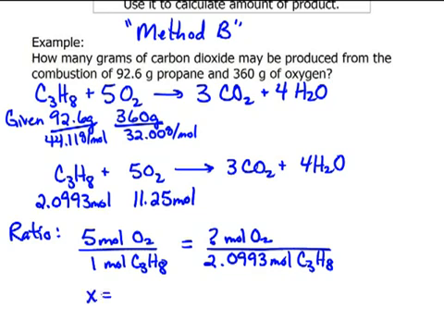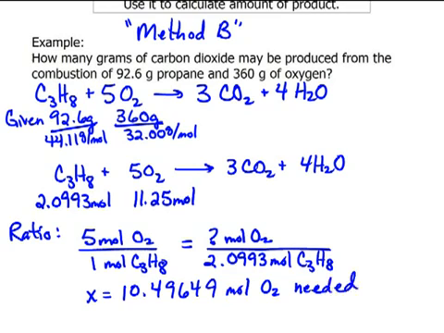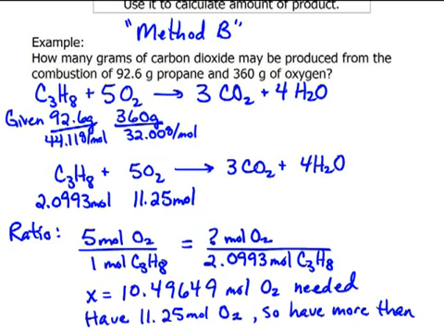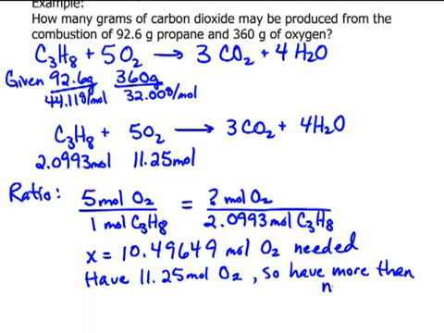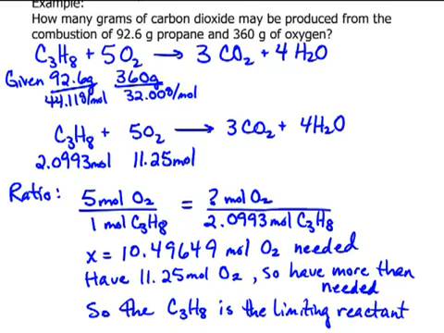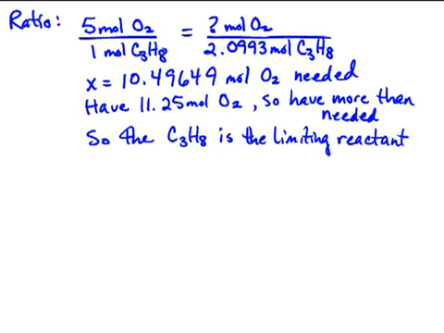Alright, so when I find out what that question mark is, I punch it in the calculator and it is 10.4964 and so on. Calculator gives me a whole lot of digits. Alright, so that's how many moles are needed to react with all of the propane. Well, I have 11.25 moles of O2, so I have more than is needed, which tells me that the O2 is not limiting. So the propane limits.